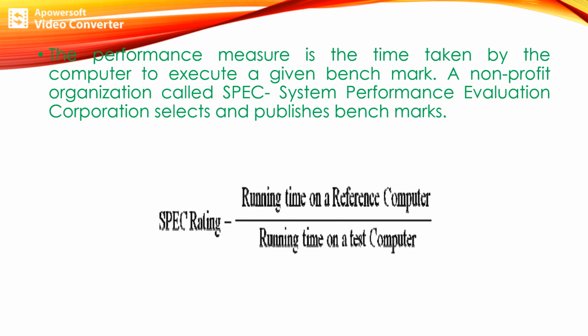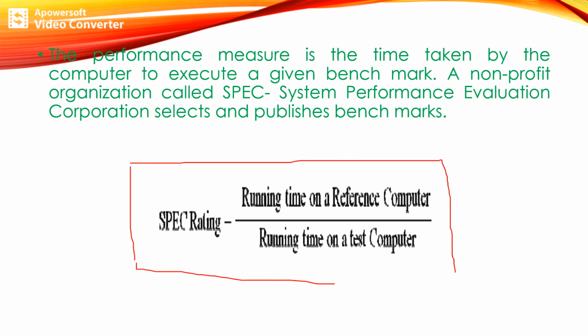Here we can observe that the performance measure is the time taken by the computer to execute a given benchmark. A non-profit organization called SPEC, that means System Performance Evaluation Corporation, selects and publishes the benchmarks. So we can compute the SPEC rating as the ratio of the running time on a reference computer to the running time on the computer under test.